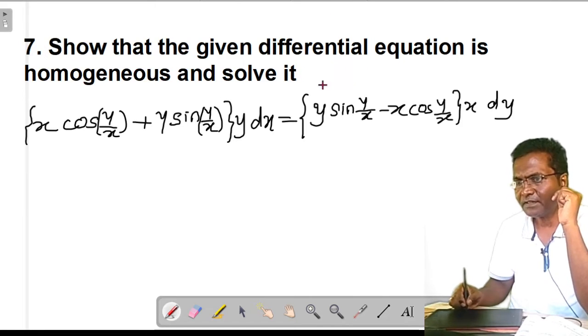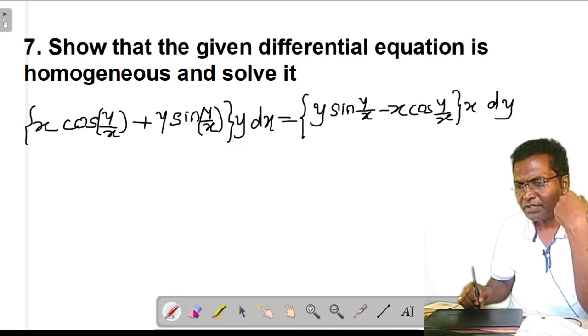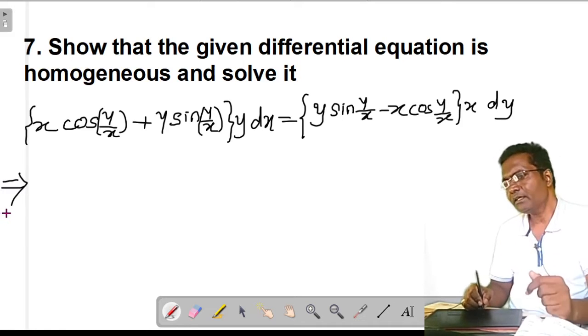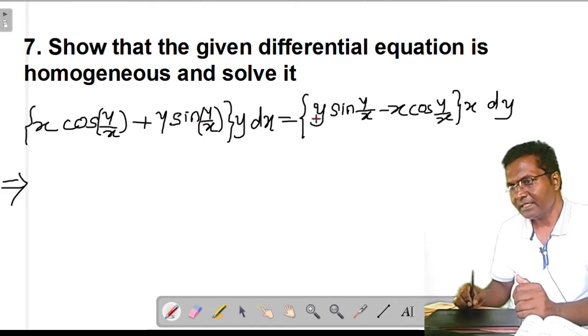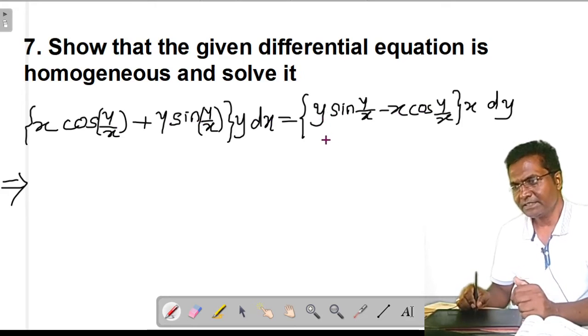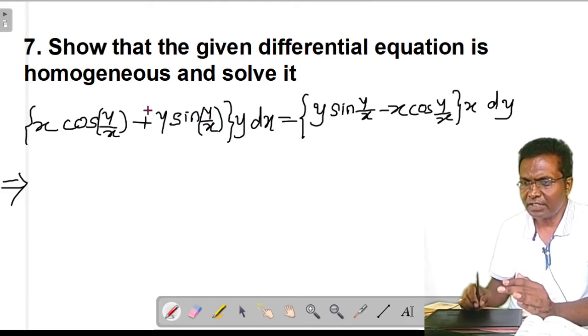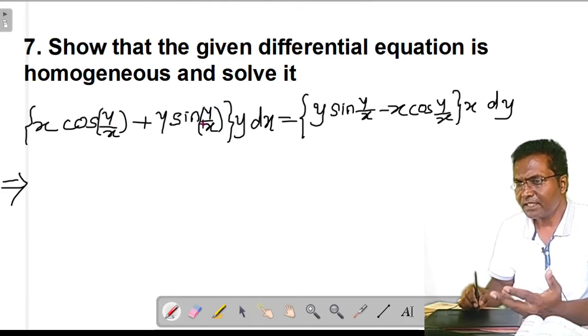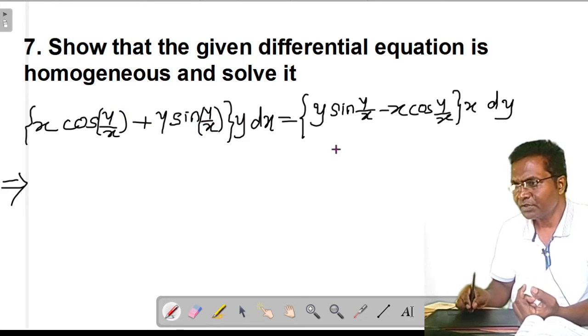Show that the given differential equation is homogeneous and solve it. Okay, so first let me write it in the dy by dx form. Look at this. Inside sine and cos, you will have y by x. So first you need to express it in the form of dy by dx. Whenever you get a y by x term inside a trigonometric or exponential function, you have to express it in the form of dy by dx.